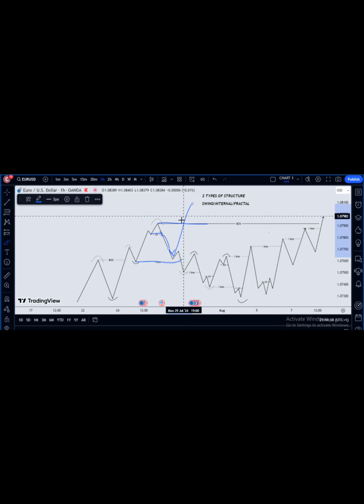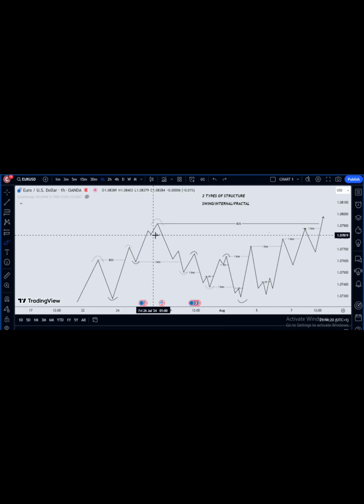It could simply continue going up. Okay, that's a possibility, and it happens often. You see in the market, that is called an internal change of character. It actually signifies an internal reversal in the market, an internal structural reversal.